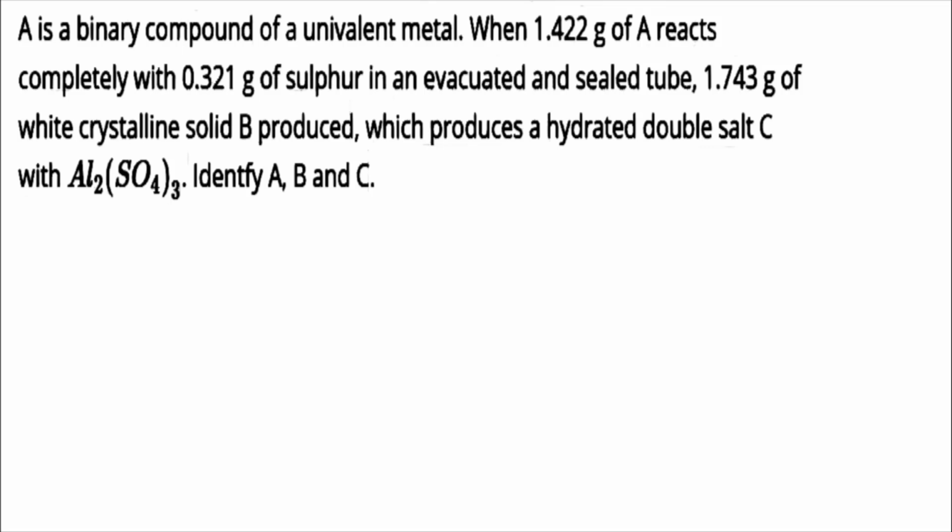So, how to approach such kind of questions? Since A is the binary salt of a univalent metal, and when it is treated with sulfur in the evacuated tube, it forms a crystalline solid B, which is a sulfate basically. So A must contain our metal plus oxygen.